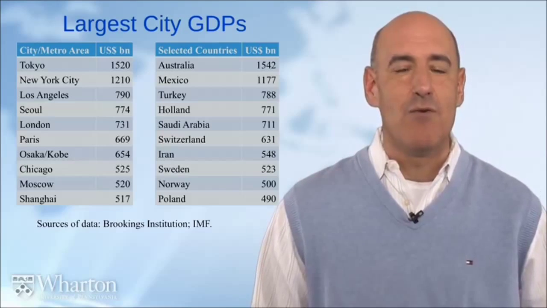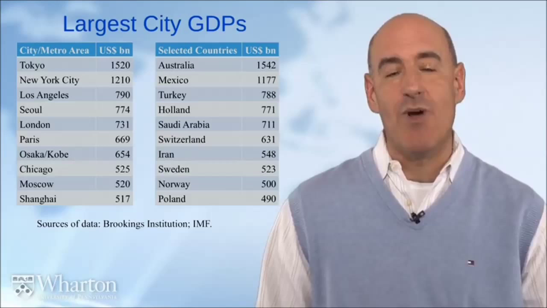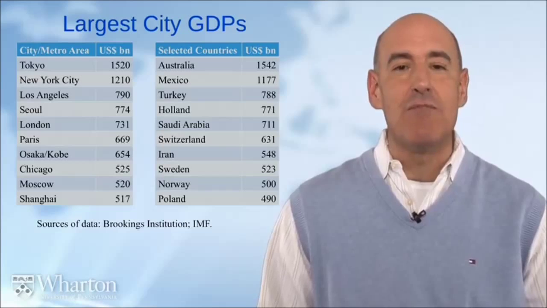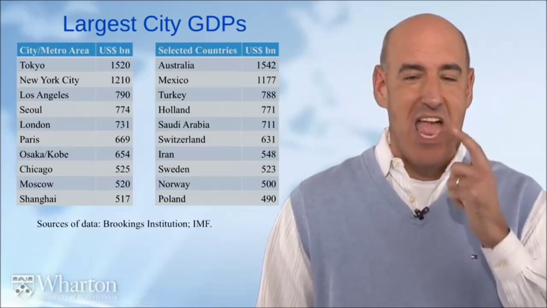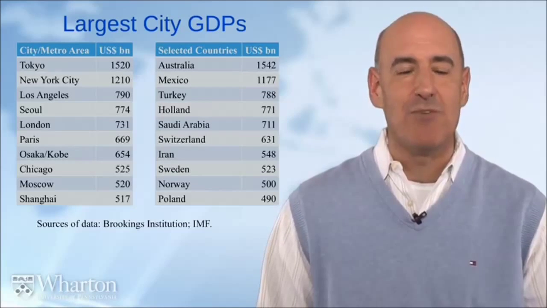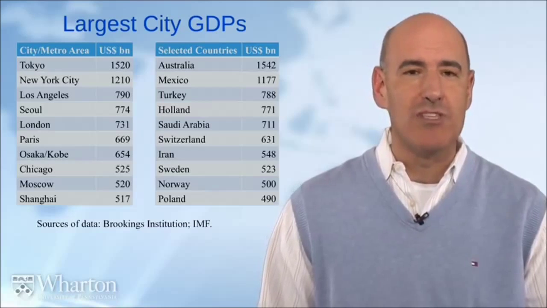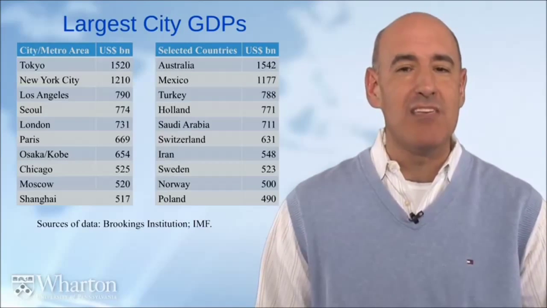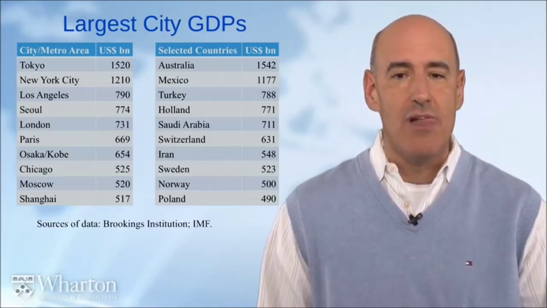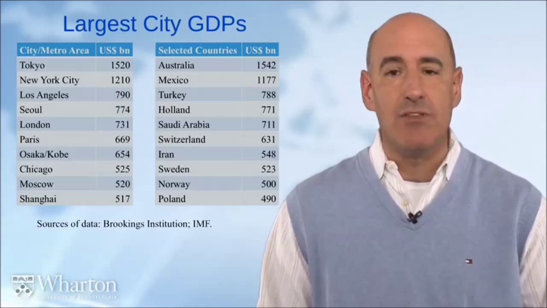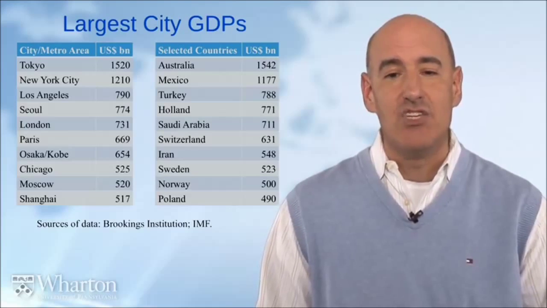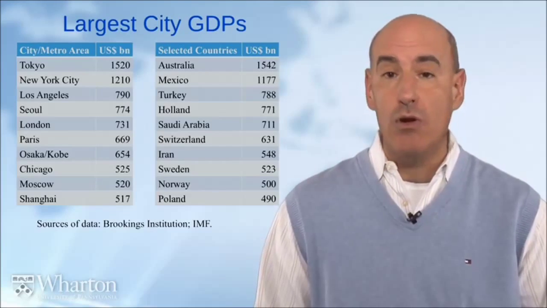The GDP for New York City is $1,210 billion, and it's slightly bigger than the GDP for all of Mexico. One could say the same thing for Los Angeles, whose GDP is about the same as for the entire country of Turkey. Or Seoul, which is the capital city of South Korea, its GDP is slightly bigger than the GDP for Holland, and so on and so forth. Now, how many of the cities that you see on this table, Tokyo, New York City, Los Angeles, Seoul, London, Paris, Osaka, Chicago, Moscow, Shanghai, are true global cities?